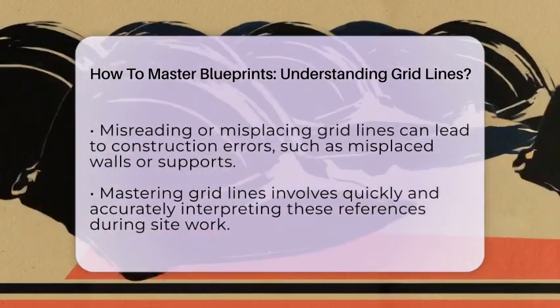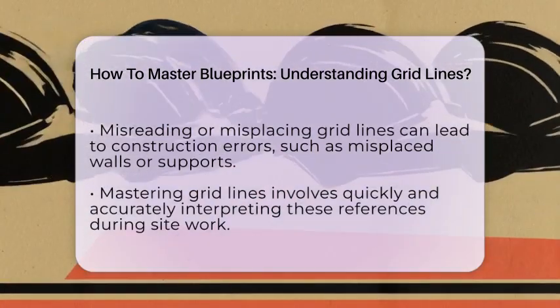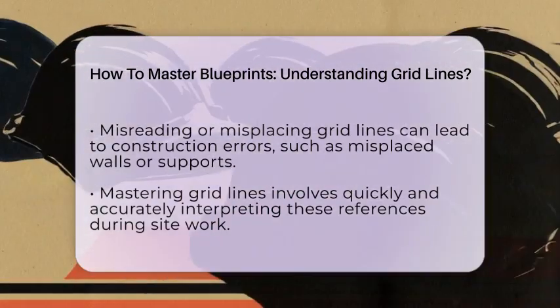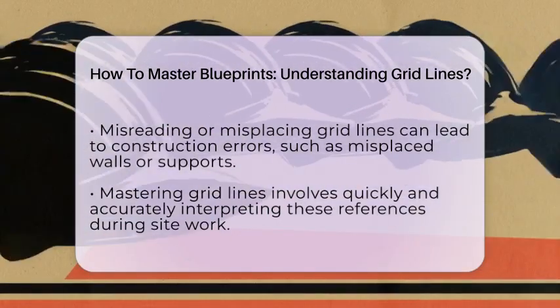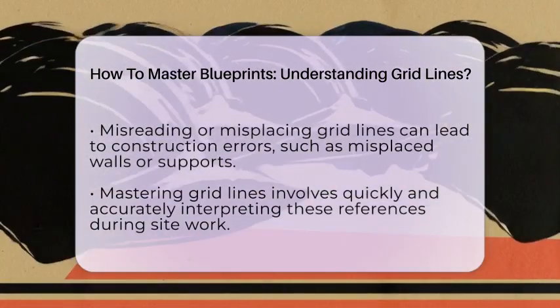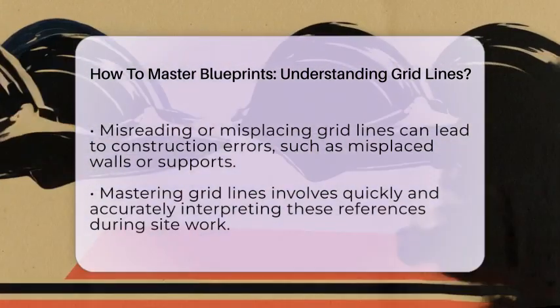Communication among architects, engineers, and builders depends heavily on these grid lines. When someone says, "Place the column at B2," everyone knows exactly where that is. It saves time and prevents mistakes. If a grid line is misread or moved without notice, it can cause serious errors, like misplaced walls or supports.